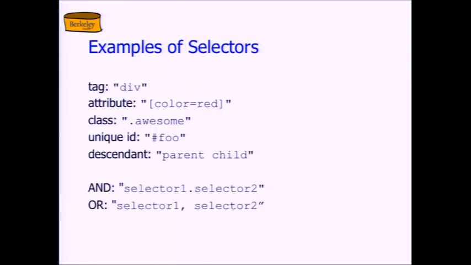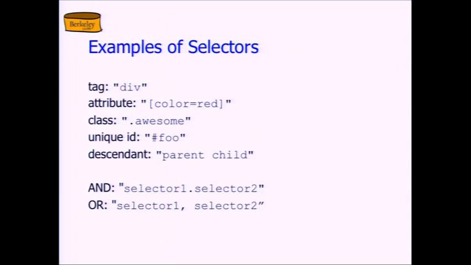Here are the selectors that are most common. If you want to pull things up by tag, you just write it down. So if you want to find all the divs, you just write down div. If you want to find an attribute of a tag, so you might have div attribute equals value, then you just write down in square brackets attribute equals value. And that red should probably be in quotes, actually. For the special attribute class, rather than writing class equals value, you can just write dot value. For the special attribute ID, rather than writing down ID equals something, you can write down hash something.